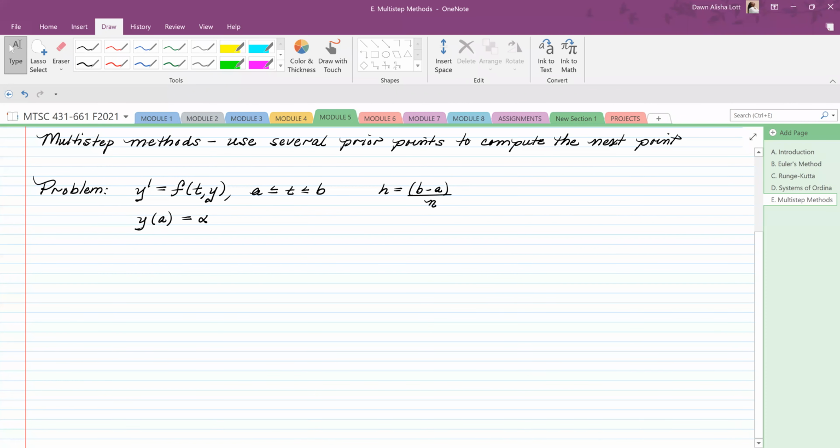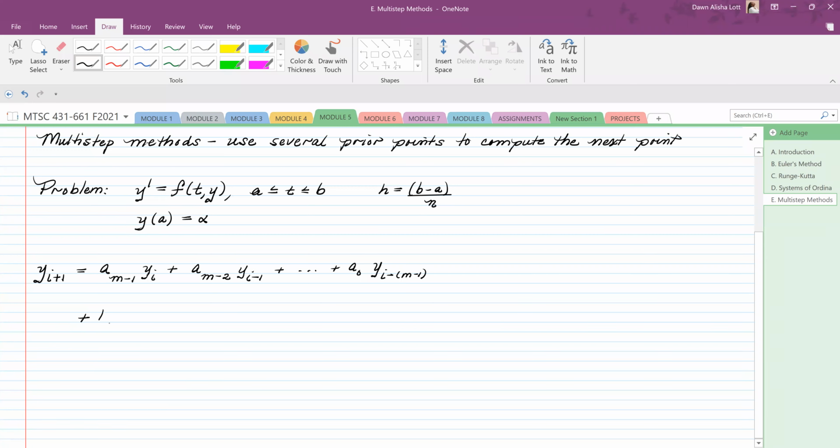Okay. All right. So this method, y at i plus 1, is equal to a sub m minus 1 y at i, plus a sub m minus 2 y at i minus 1, plus dot, dot, dot, all the way down to a naught y at i minus m minus 1.